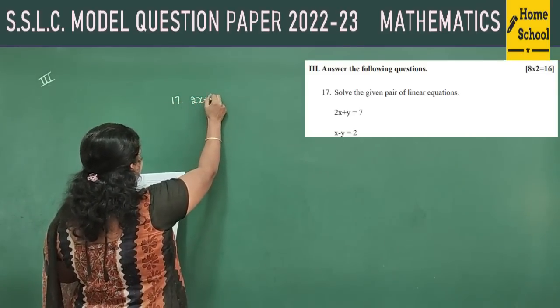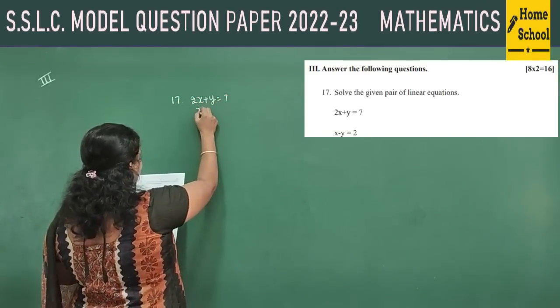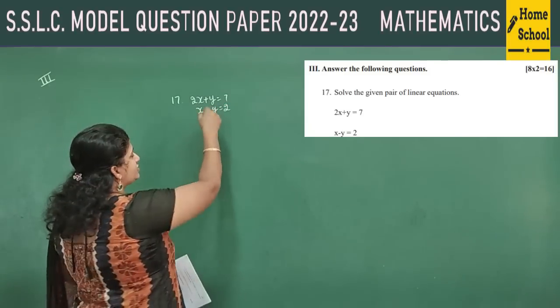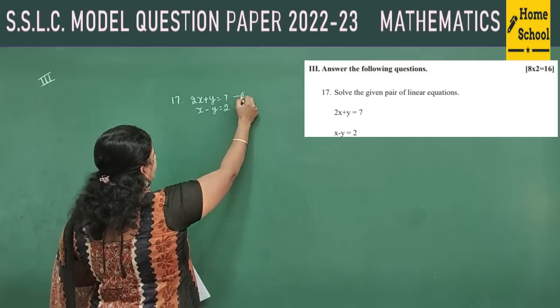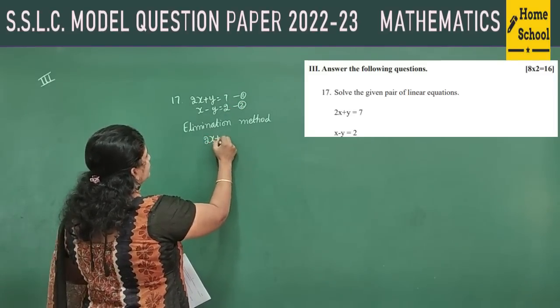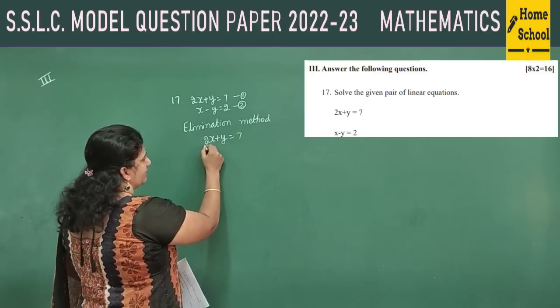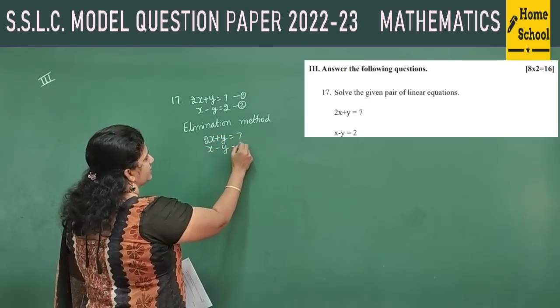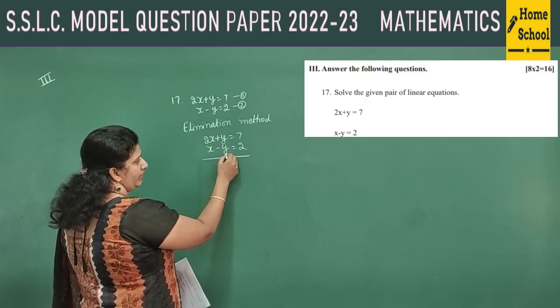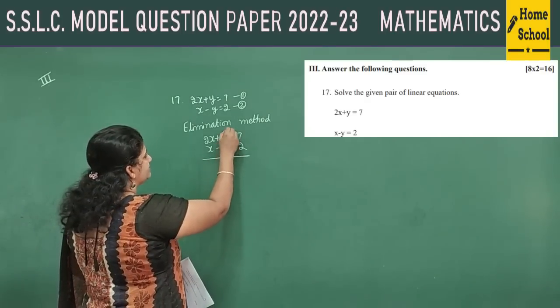2x plus y is equal to 7, x minus y is equal to 2. Let us solve these two equations by elimination method. So consider the two equations: 2x plus y is equal to 7, x minus y is equal to 2. Positive y, negative y. So add the two equations.